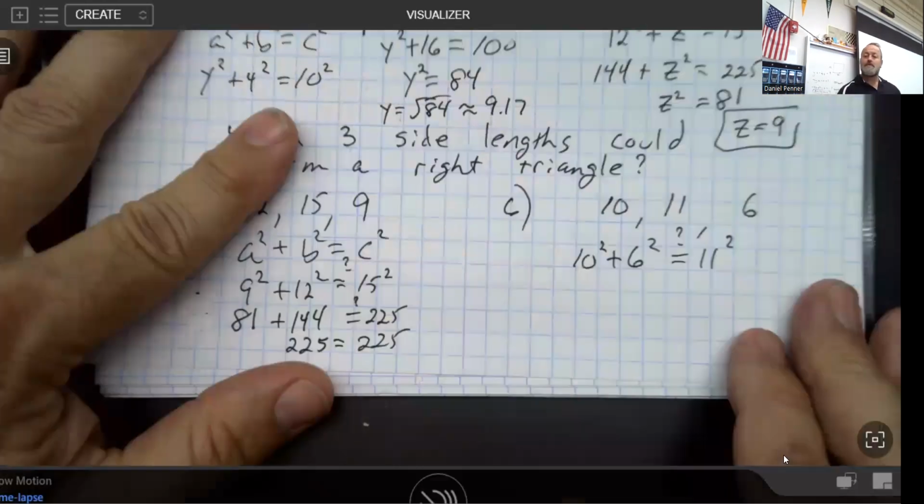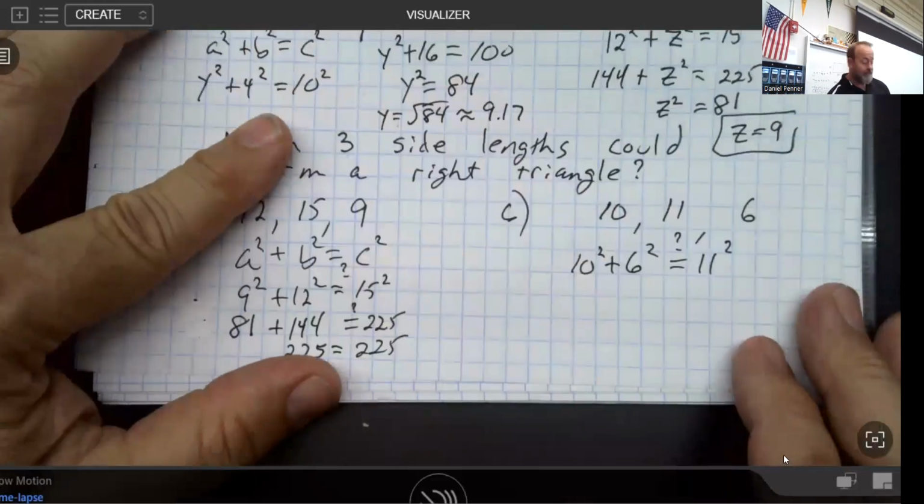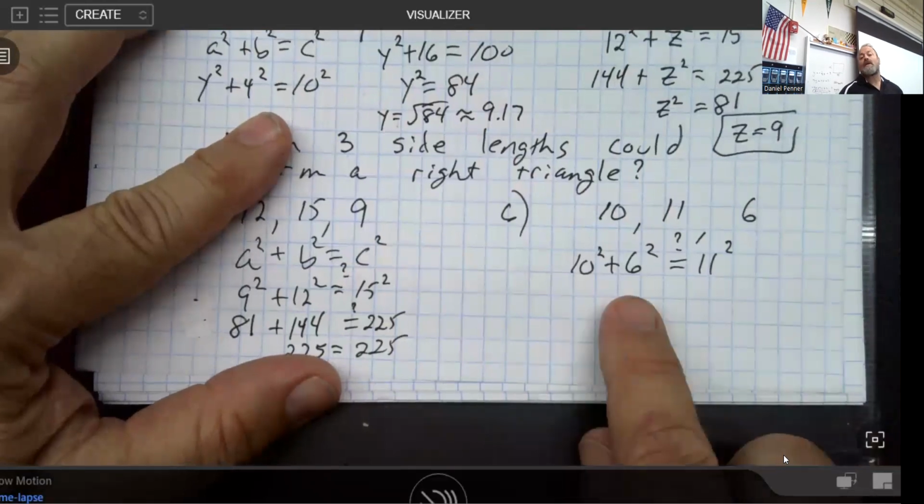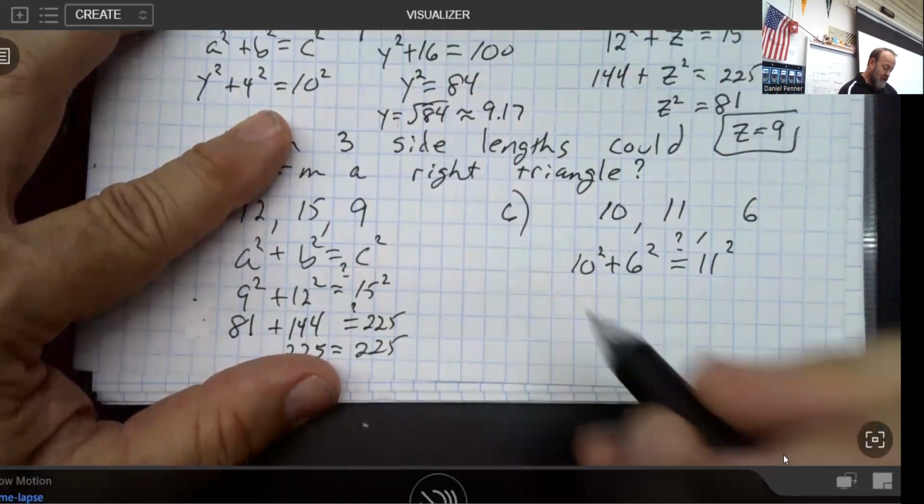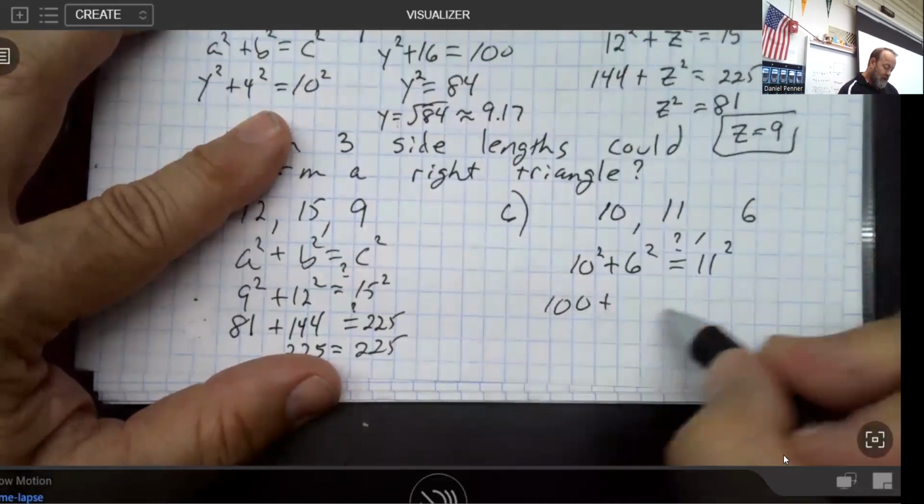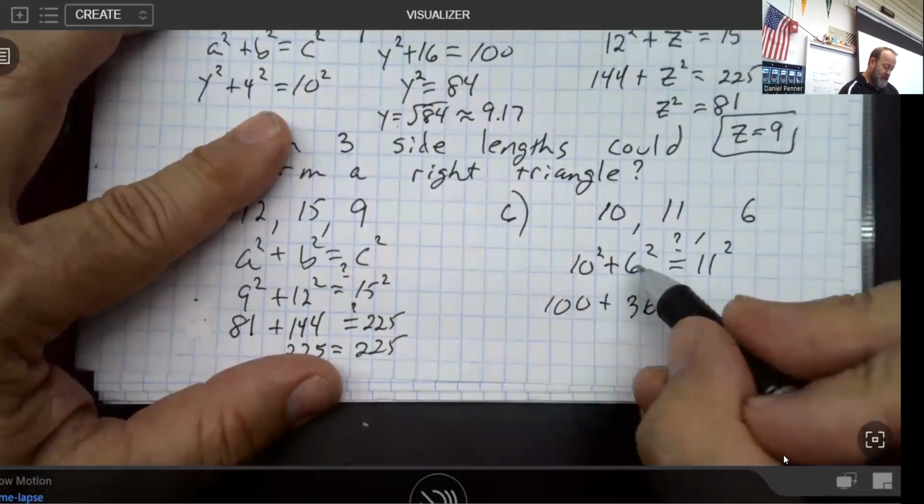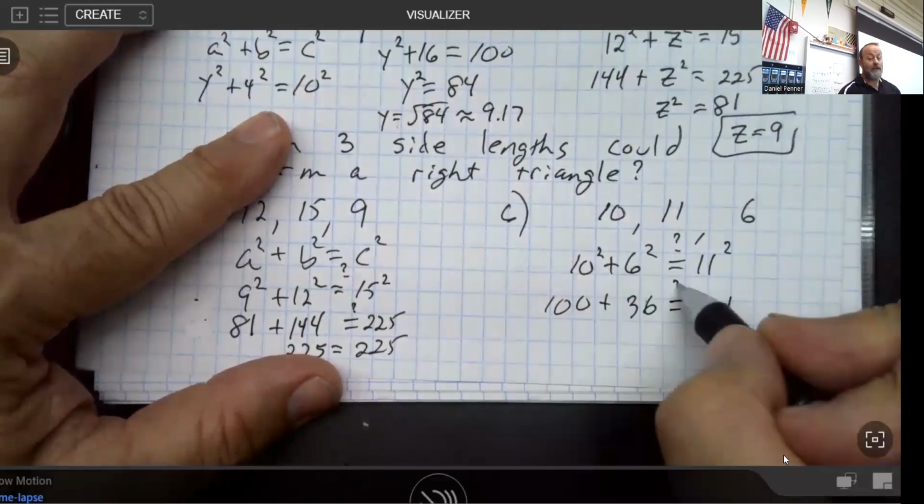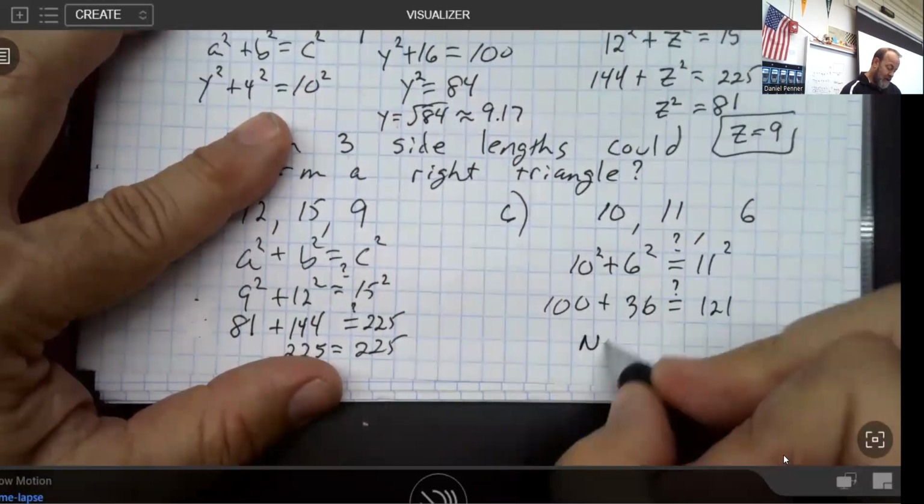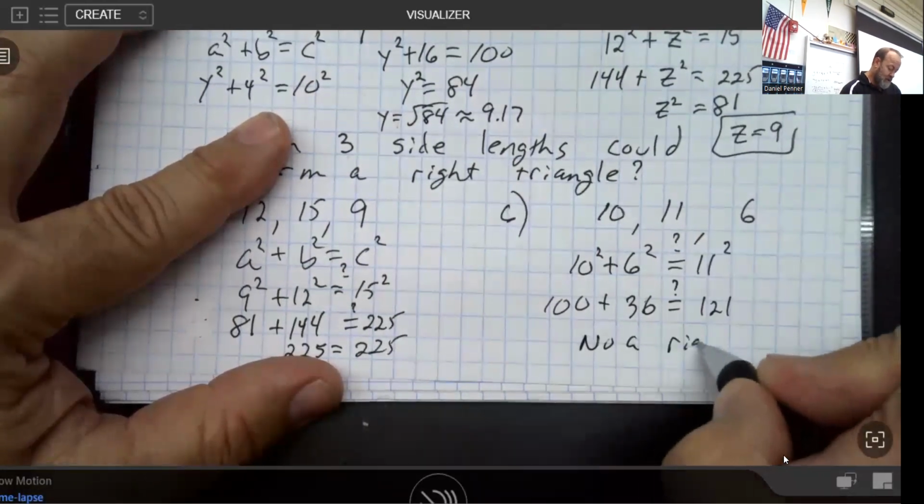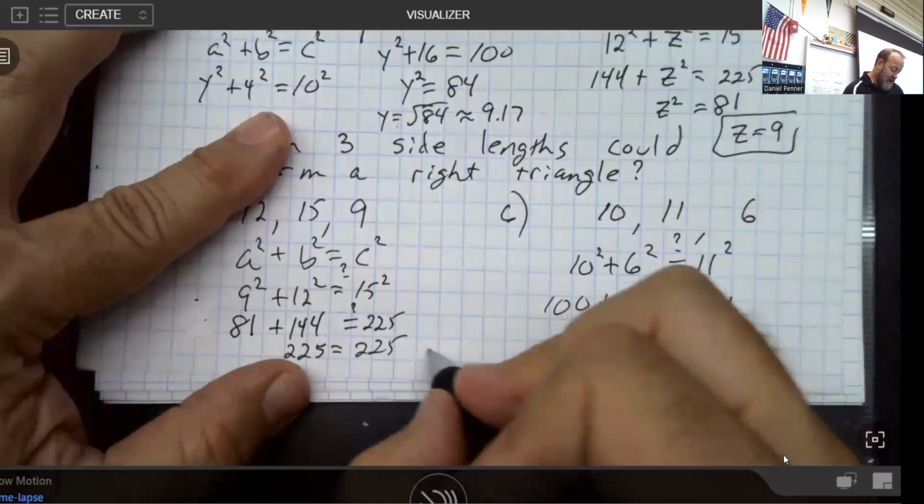People in construction use Pythagorean triples all the time. So could we use 6 and 10 and 11? Let's find out. Would that also be another way that I could make a nice right angle? Well, 10 squared is 100. Is 100 plus 36 121? Well, clearly that answer is no. This is not a right triangle. This is a right triangle.